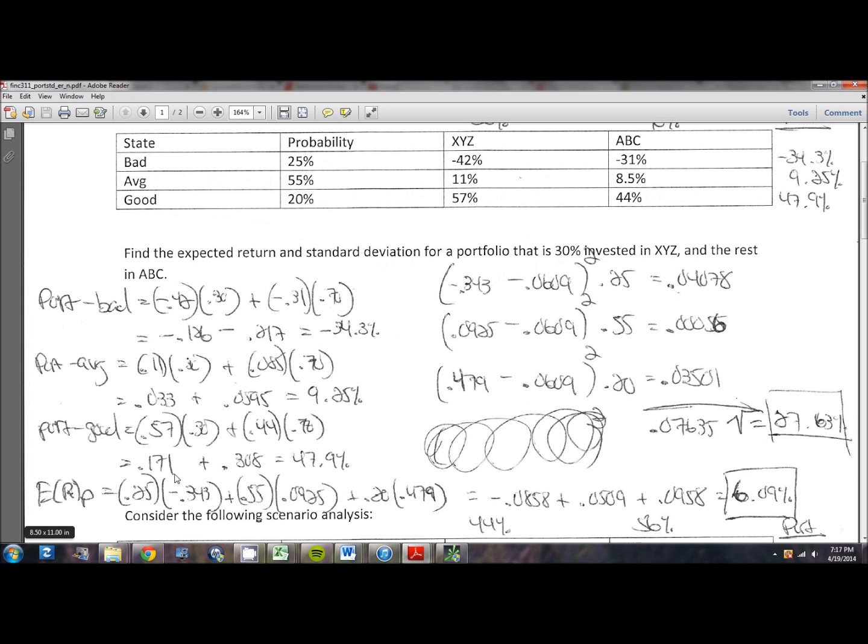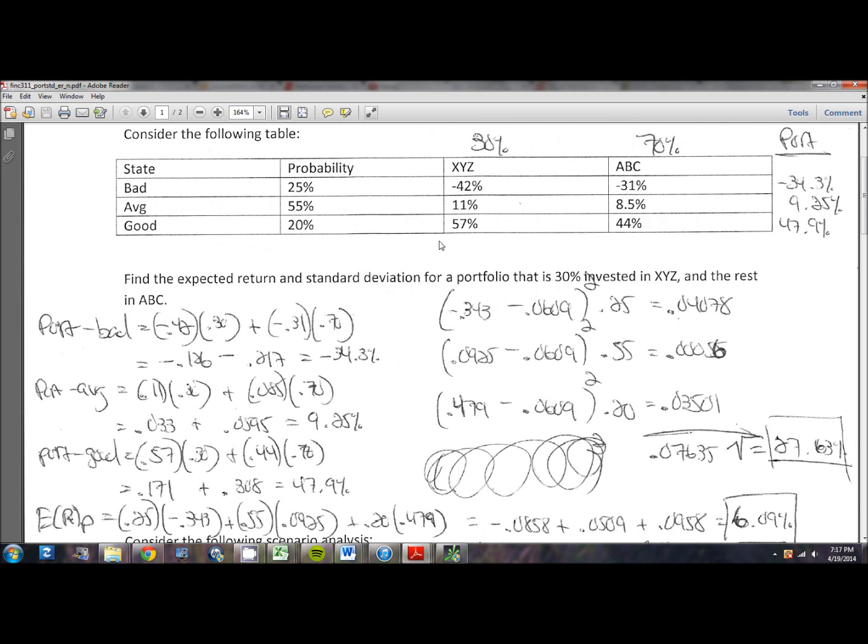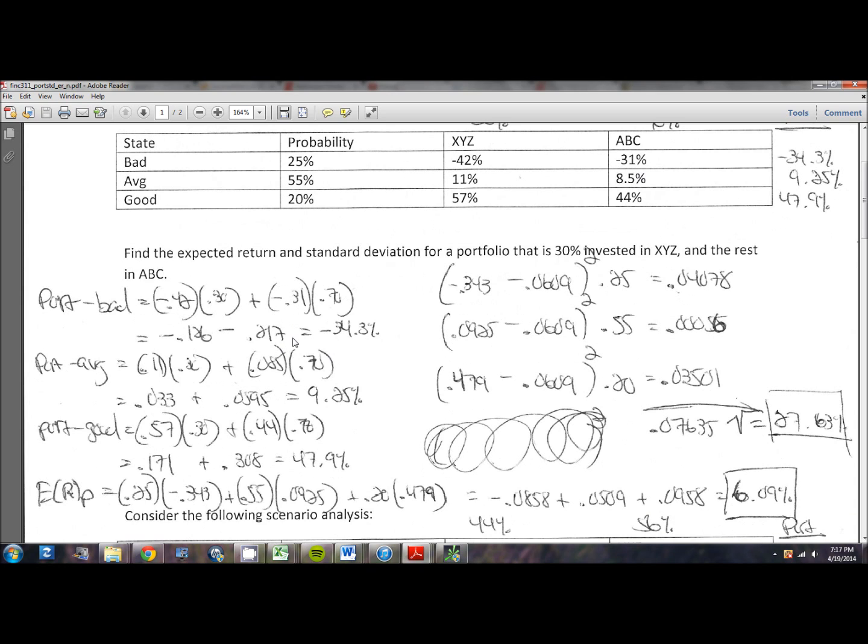So once you have those numbers, to find the expected return of your portfolio, you find it in exactly the same way as you would find the expected return of a single asset, right? It's no different than if I were to ask you to find the expected return of XYZ or ABC or Starbucks or McDonald's or whatever. You simply take the probability of that state times the return from that state.